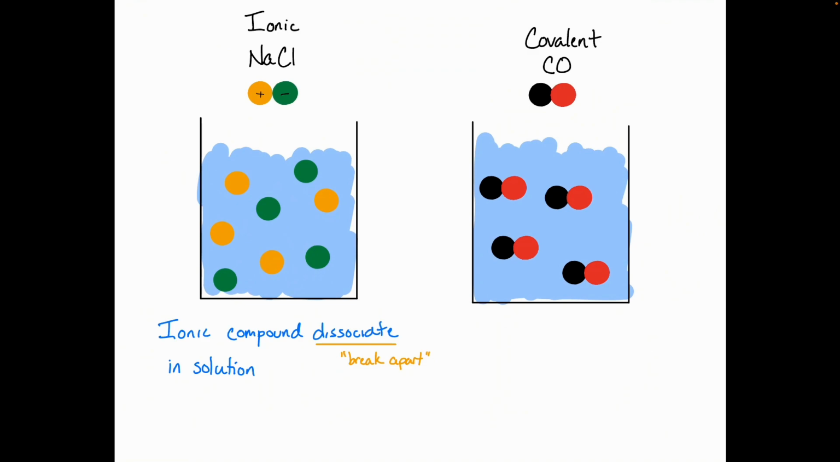All right, so we would say covalent compounds do not dissociate in solution. That carbon-oxygen bond is not broken for a covalent compound, unlike my ionic compound, where now those two ions are floating around independently of one another. Okay?